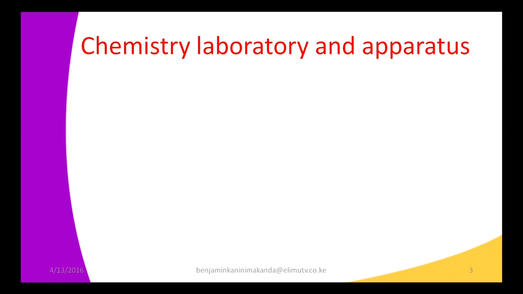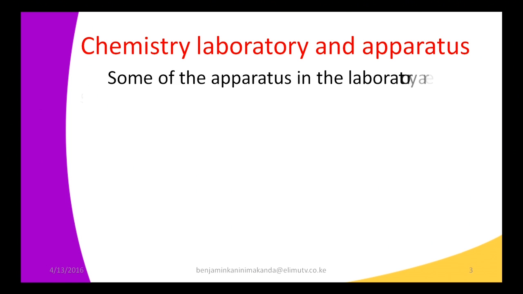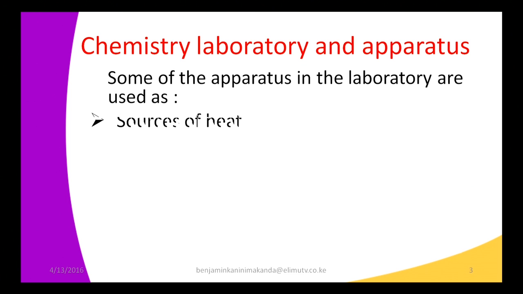Moving on, we look at chemistry and laboratory apparatus. And in the lab, we have said those equipments grouped there are called apparatus. Some of the apparatus in the laboratory are used as follows. So we can use this apparatus as 1. Sources of heat. They are used for heating.